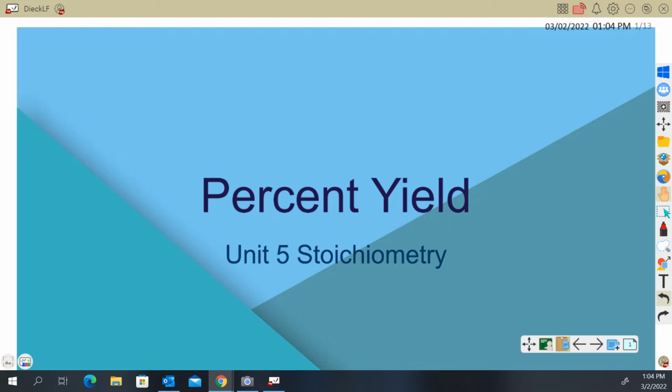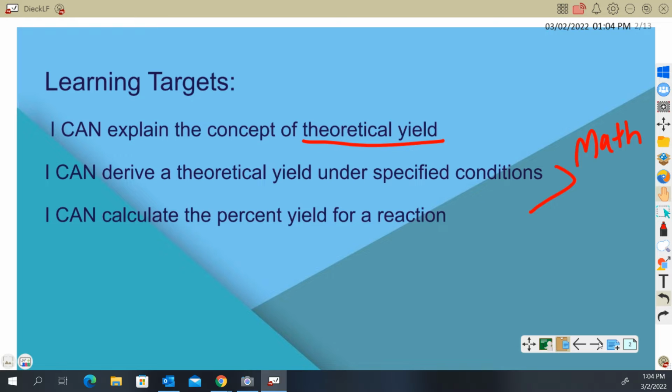So today we're going to learn about percent yield. Percent yield does not only have to do with chemistry, it also has to do with things in life. It's basically a measure of accuracy or a measure of efficiency.